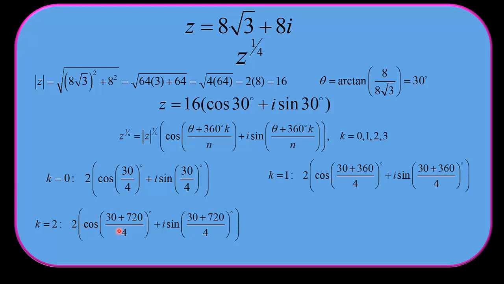And then finally, the grand finale, k is equal to 3. And we have 30 plus 3 times 360 divided by 4. So this is an example of how we find the 4 distinct roots of z. Notice we just use this formula and we're just letting k be 0, 1, 2, and 3. If this had been the fifth root, it would be 0, 1, 2, 3, and 4.